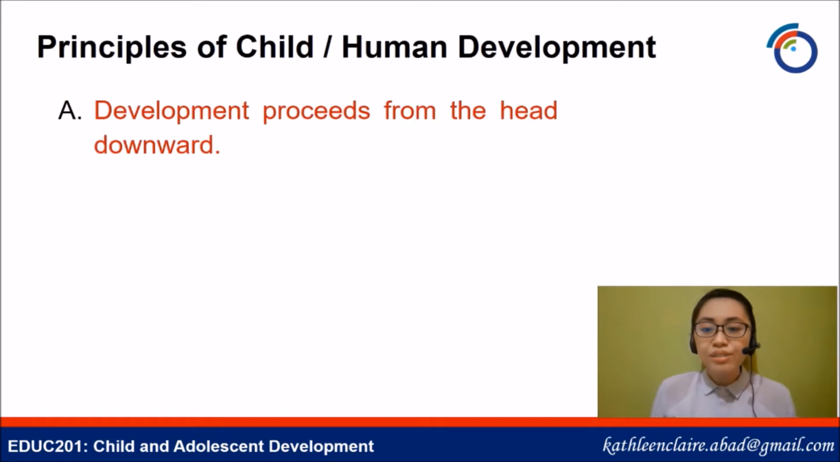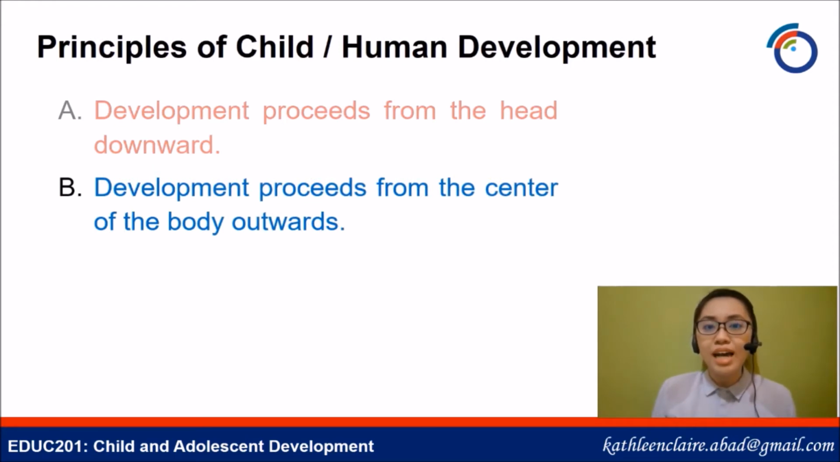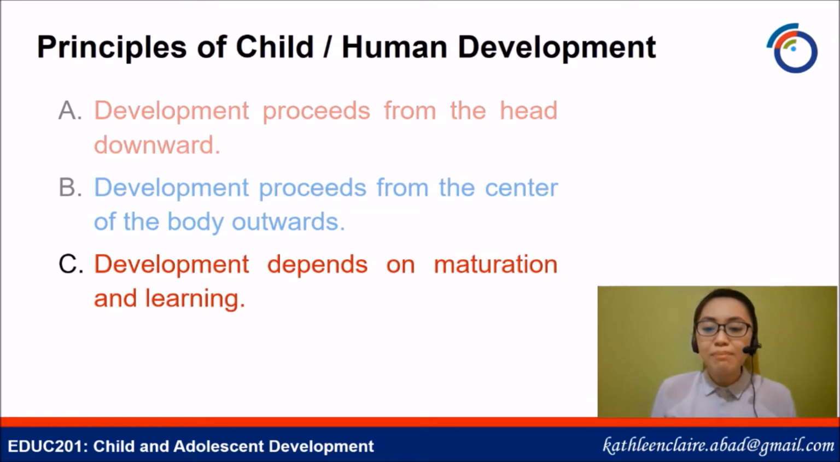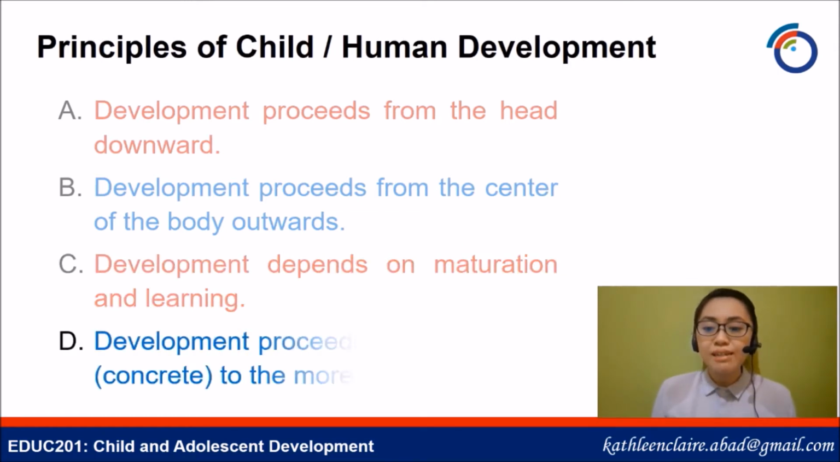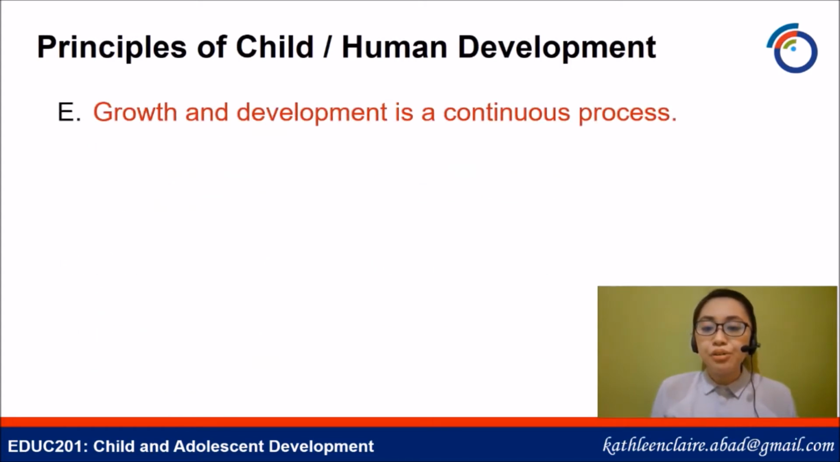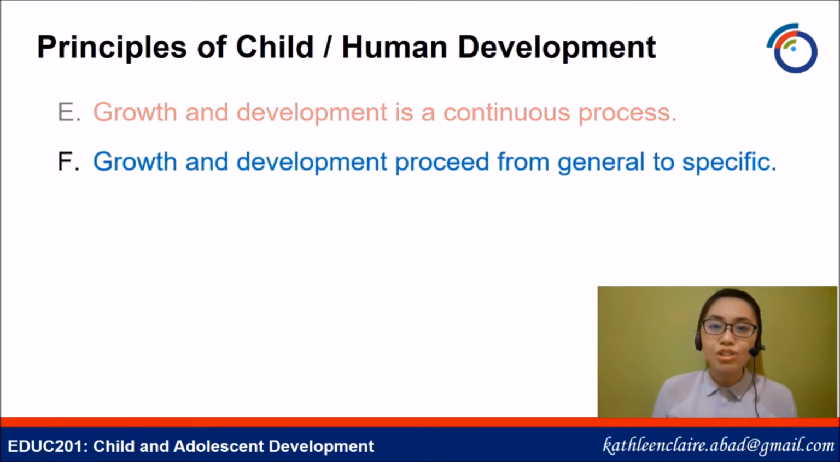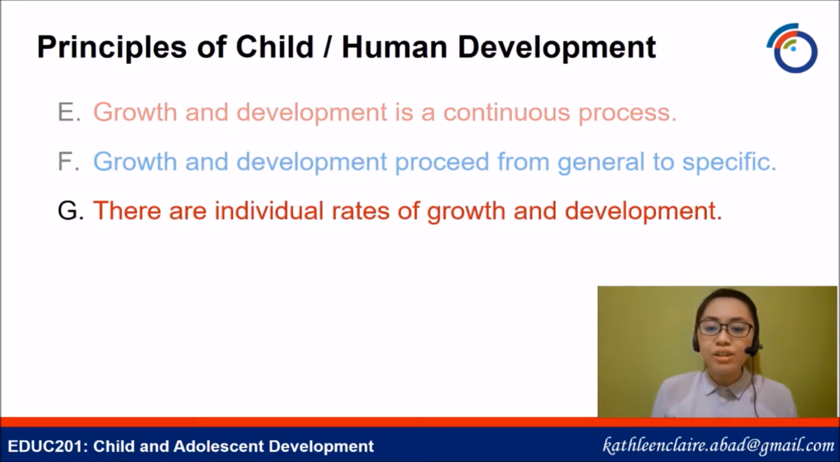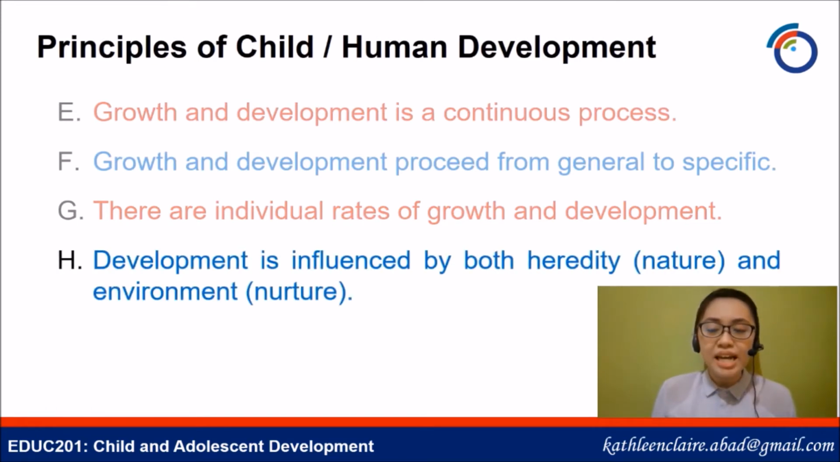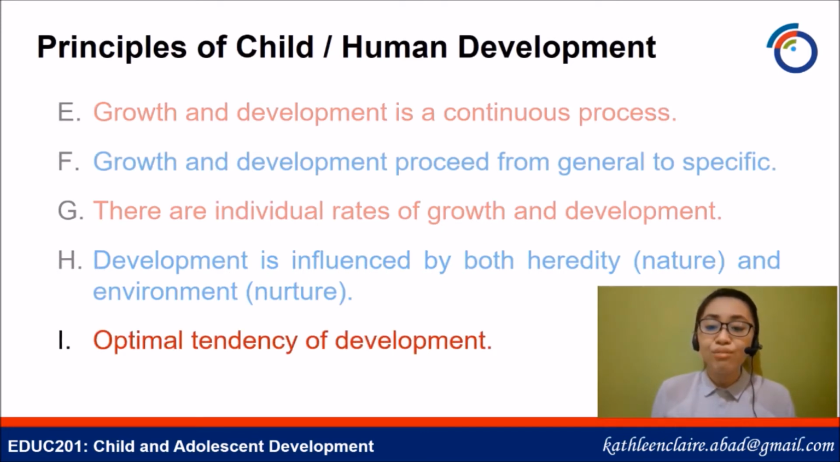We have A. Development proceeds from the head downward. Letter B. Development proceeds from the center of the body outwards. Letter C. Development depends on maturation and learning. Letter D. Development proceeds from the simple or concrete to the more complex. Letter E. Growth and development is a continuous process. Letter F. Growth and development proceed from general to specific. Letter G. There are individual rates of growth and development. Letter H. Development is influenced by both heredity and environment. And last but not the least, we have optimal tendency of development. So these are the principles that we will be discussing later on as we go along.